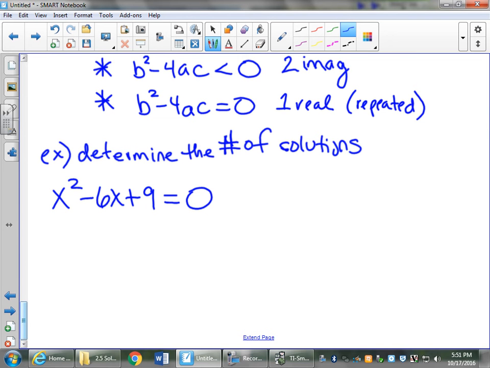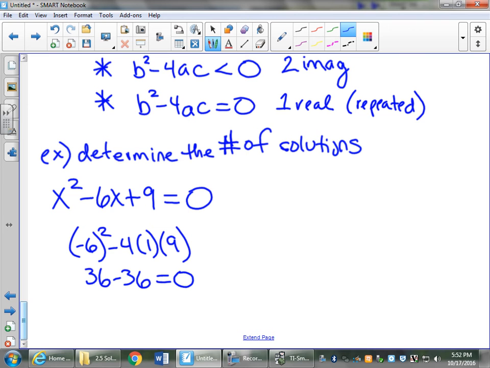And I'm not going to do the whole formula, so I'm not going to do the whole x equals negative b plus or minus. I'm not going to do all that. I can figure out how many answers there will be by just doing the b squared minus 4ac. Putting the b squared in parentheses because it's negative, minus 4 times a times c. That'll give me positive 36. Then when I multiply the 4ac, I'm going to get negative 36, which is 0. So the discriminant is 0.